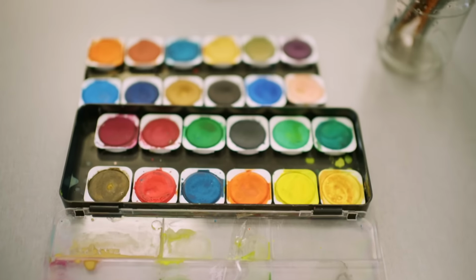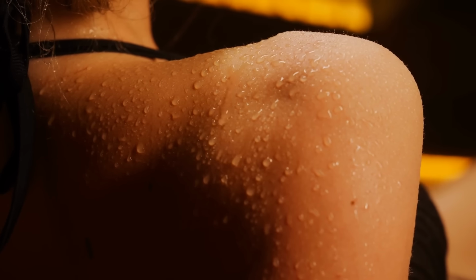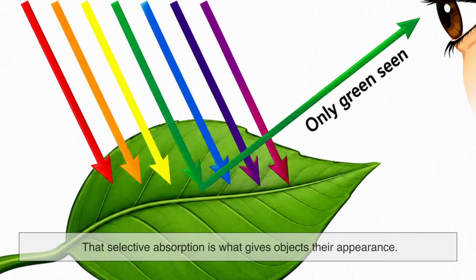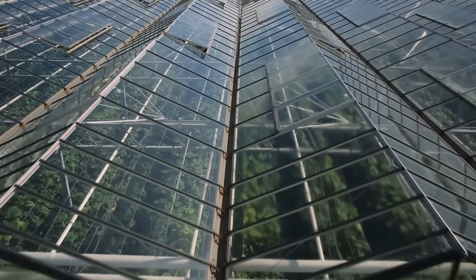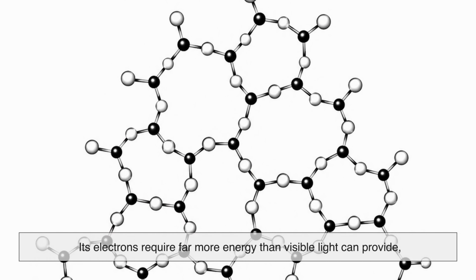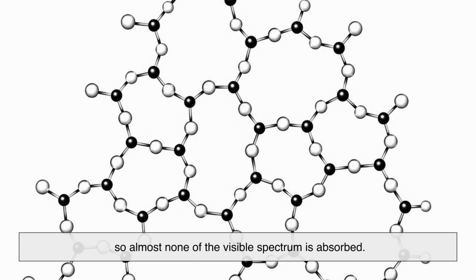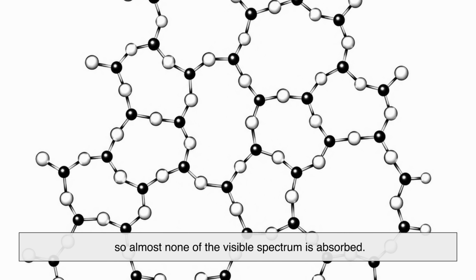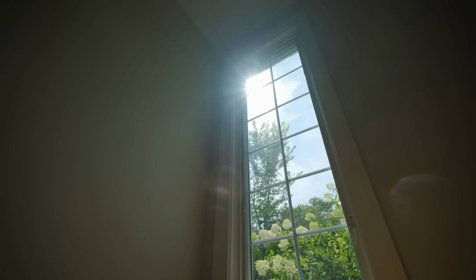Other materials absorb visible light because their electrons require exactly the amount of energy carried by those wavelengths. Pigments in paint, leaves, clothing, and skin selectively absorb certain colors while reflecting others. That selective absorption is what gives objects their appearance. Glass occupies a fortunate middle ground. Its electrons require far more energy than visible light can provide, so almost none of the visible spectrum is absorbed. As a result, light passes through with very little loss.